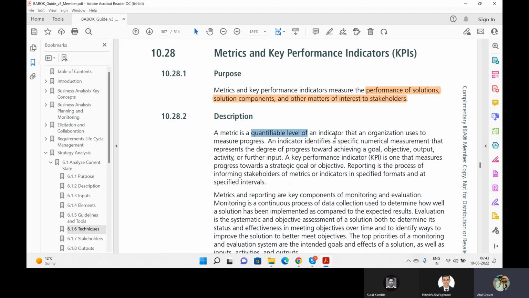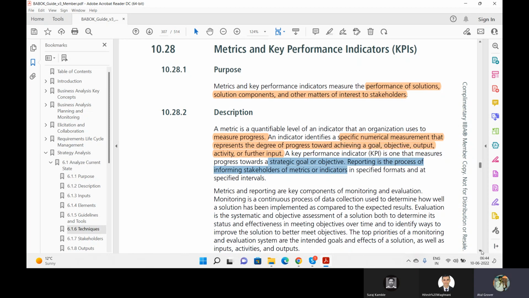So a metric is a quantifiable level of indicator that an organization uses to measure progress. An indicator identifies a specific numerical measurement. See again, that represents the degree of progress toward achieving a goal, objective, and the output. A KPI, key performance indicator, is one of the major measures of progress towards a strategic goal. In short, in this technique, basically we will see the progress. You will see the improvements happening as per our current state, so that we can take a decision.